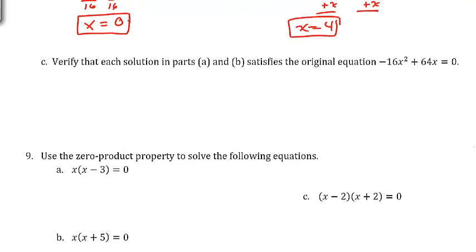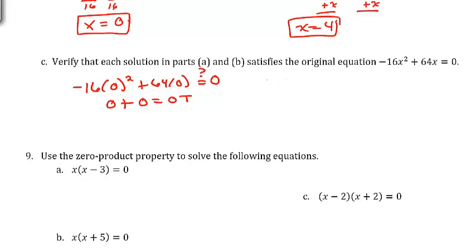Verify that each solution in parts A and B satisfy the original equation, negative 16x squared plus 64x equals 0. So negative 16 times 0 squared plus 64 times 0. Is that going to give us 0? Sure. 0 squared is 0, and anything times 0 is 0, so we get 0, and then 64 times 0 is 0. And yes, that does, in fact, give us 0.